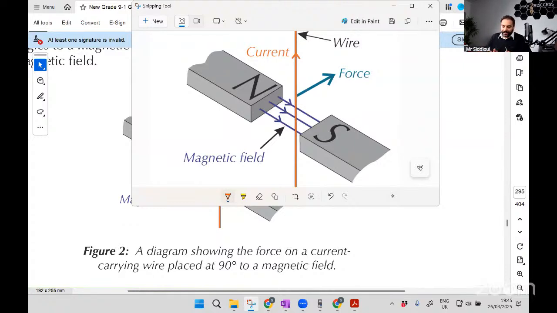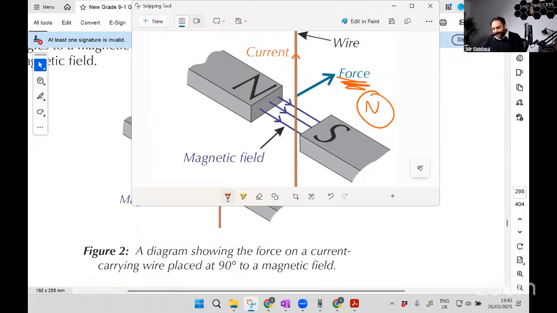Now, there's two things you can do with this information. Number one, you can work out the size of this force. A force is measured in newtons. There is a formula on the physics formula sheet that involves the magnetic flux density. F equals BIL. So the force on this wire will be the magnetic flux density times the current in the wire times the length of the wire. So you could get asked a question about the size of the force. That's one thing. You can also then be asked about the direction of the force.